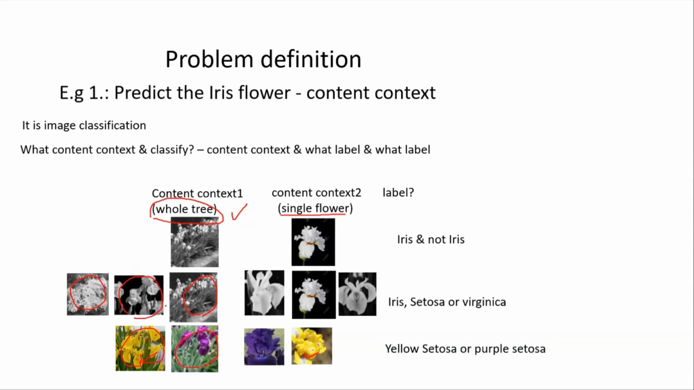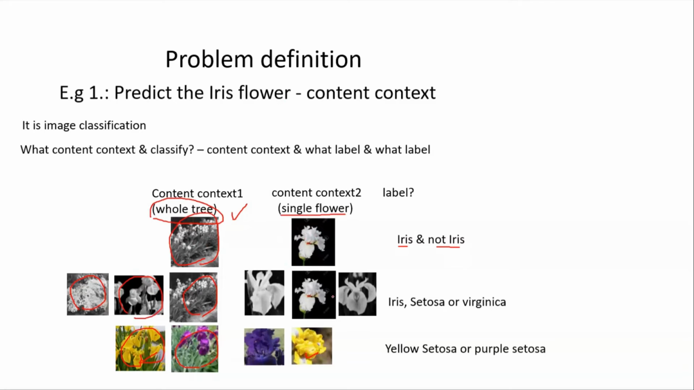Okay, now you will see here. I repeat again, the context of your problem. If you consider only a picture of a single flower with the label iris or not iris, it will be like this. If you consider the whole tree, the label is still the same, iris and not iris, but now it's not a single flower, it's the whole tree. So these are two different categories.